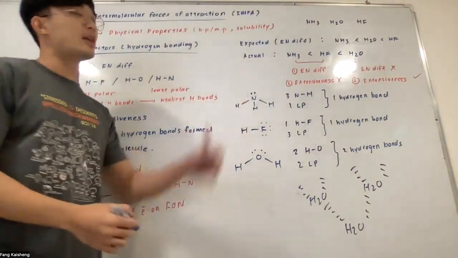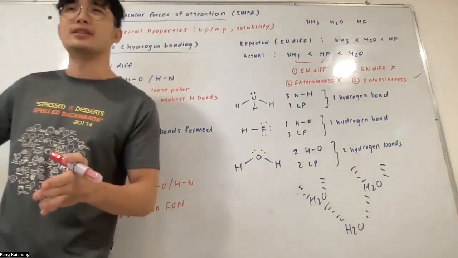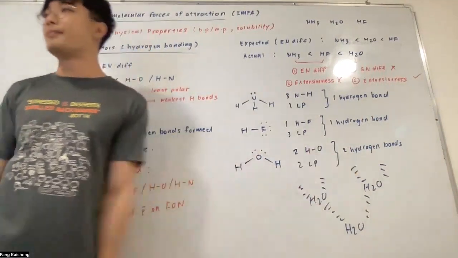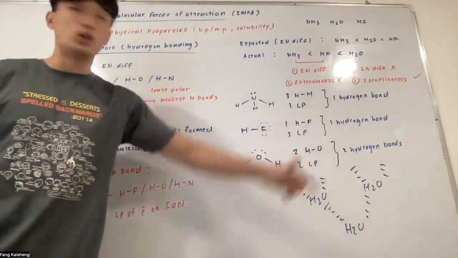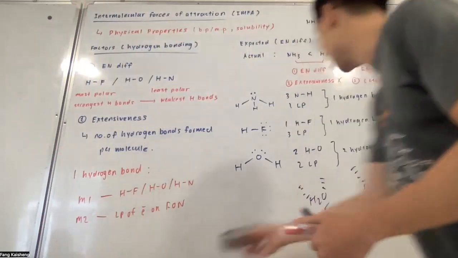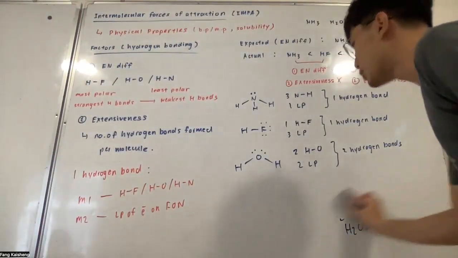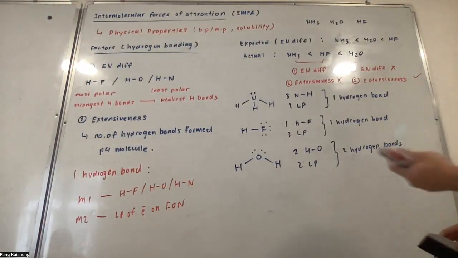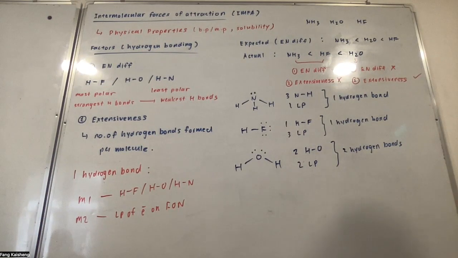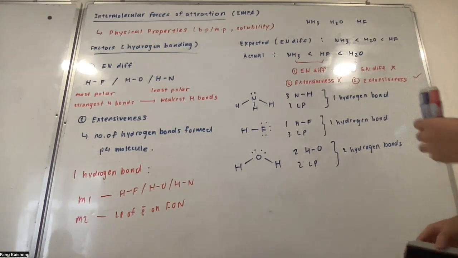Whereas for HF and NH3 it is just 1, 1, 1, 1. Is that very extensive? 1, 1, 1, 1. No. You see, just having 2 hydrogen bonds itself, right, makes it super extensive. And because of that, guys, we can now finally touch on the explanation for this entire question. Okay, kind of run out of space.